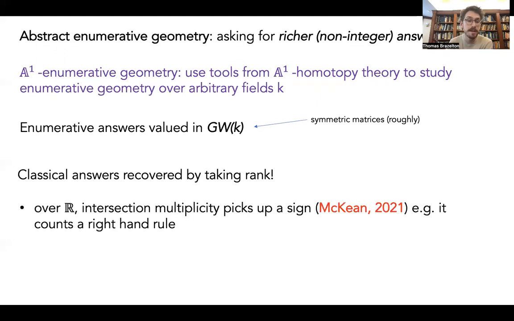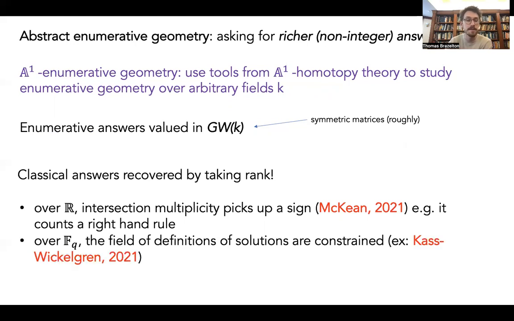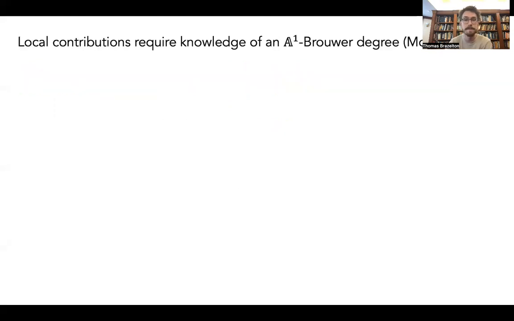Over the reals, intersection multiplicity in Bézout's theorem picks up a sign. In other words, when 2 curves cross, we can orient them, and we can see if they had a right-hand crossing or a left-hand crossing. This follows from more general work of Stephen McKean. Over finite fields, the invariants that you need to classify a symmetric bilinear form constrain the fields of definition of solutions. And a really great example of this is in Cass and Wickelgren's paper about computing 27 lines on a smooth cubic surface over an arbitrary field.